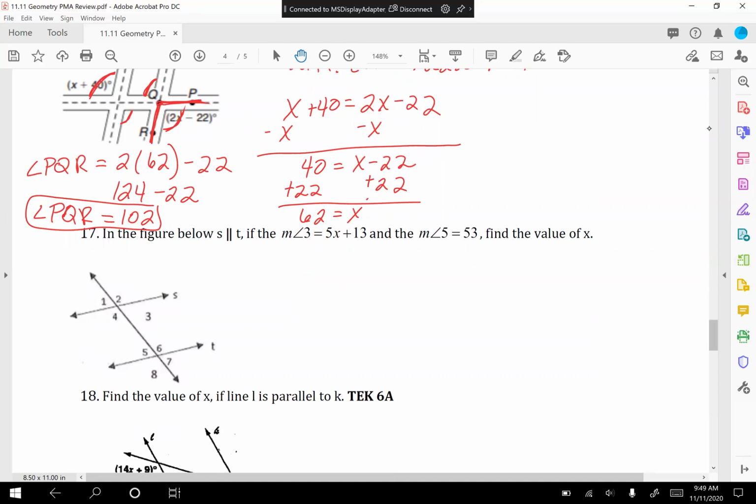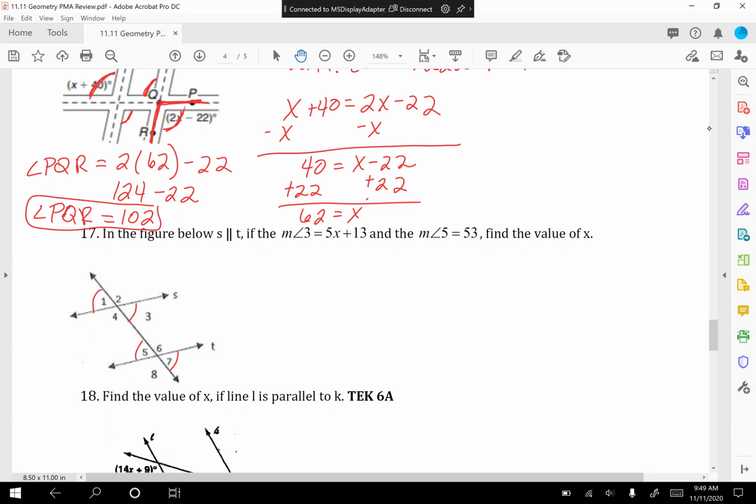All right, now we'll look at 17 here. In the figure below, S is parallel to T. So these two lines are parallel. So we know that our angles are going to be either congruent or out of 180. And then they say angle 3 is this and angle 5 is this. We need to find X. All right, do your coloring. 1 and 3 get the same color. 5 and 7 get the same color.